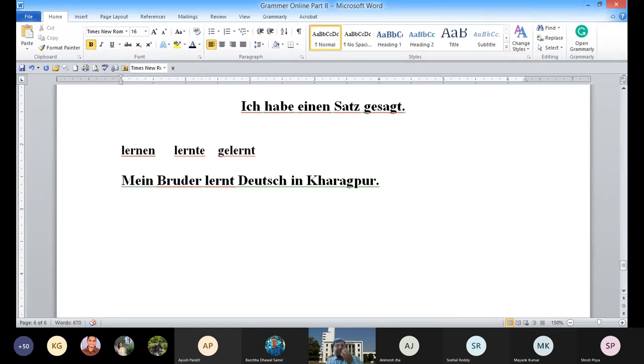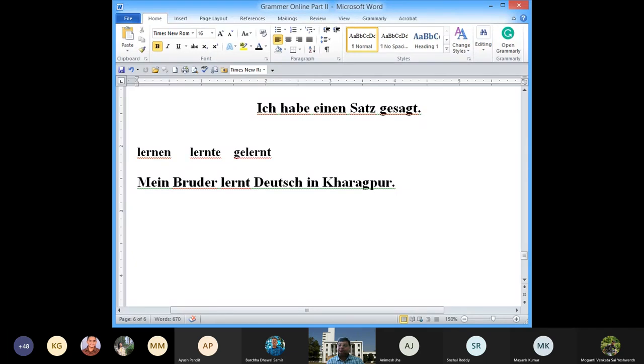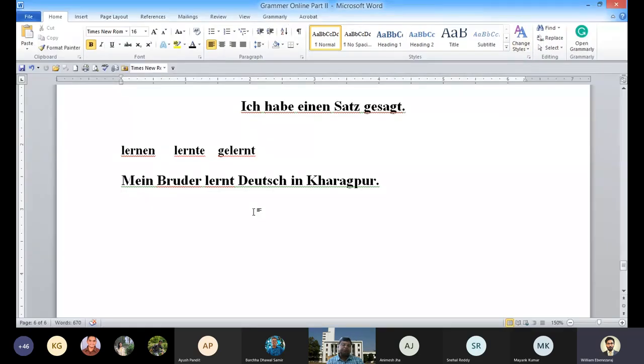Now, can you please change this into past and perfect tenses? That is Präteritum und Perfekt. Yeah, can someone try to change this? Mein Bruder lernte Deutsch in Kharagpur. Yeah. The second word.